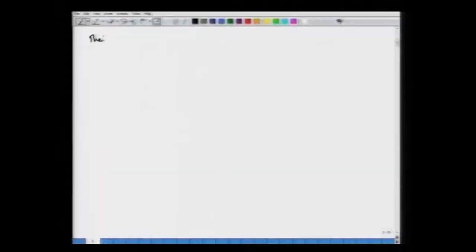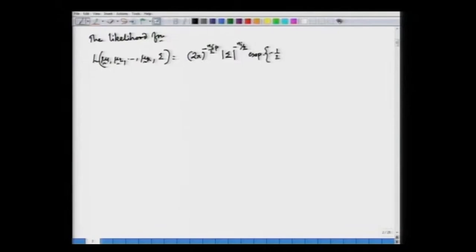The likelihood function that we consider here is L of mu 1 to mu k, and then sigma, obviously conditioned on the observations. We are not rewriting it now. For the usual case, what we would write is 2 pi, and instead of n by 2, we would write n_i by 2, because the ith population has size n_i, and then the determinant of the variance covariance matrix sigma raised to the power minus n_i by 2, and then we have the exponent term. What was that?